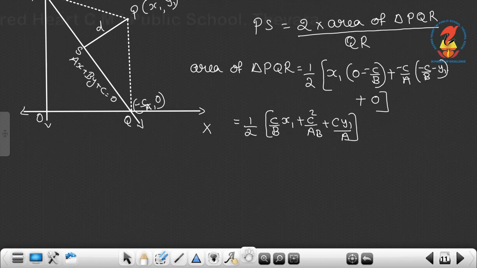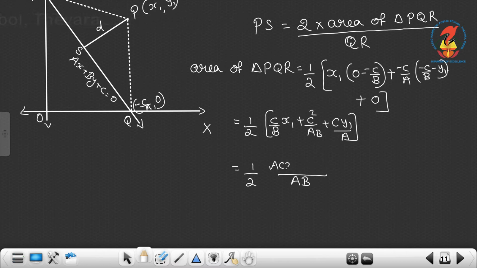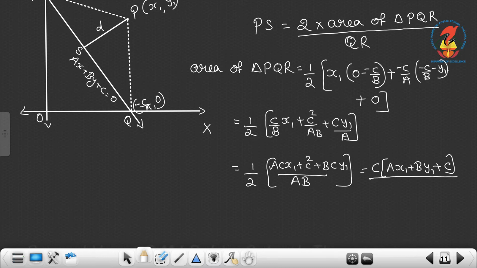Again we can simplify. When we take the LCM, it is AB. The first term we multiply by a: AC x1, plus c square, here multiply by b: BC y1. Or we can take C outside. So, C into (ax1 plus by1 plus c) by 2 times AB. So, the area of triangle PQR is this one.